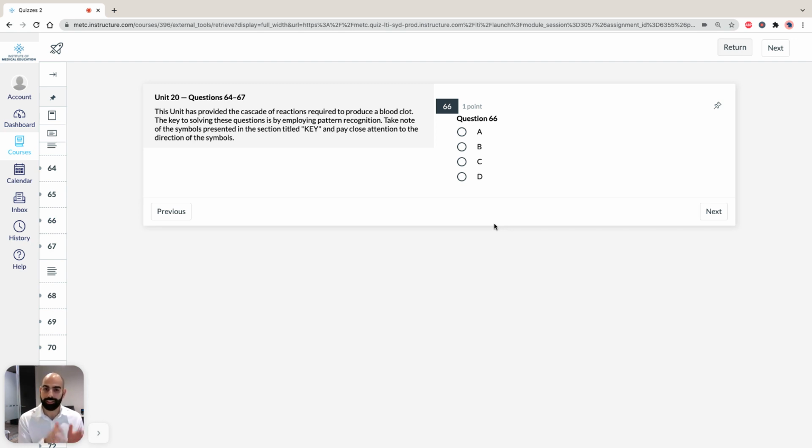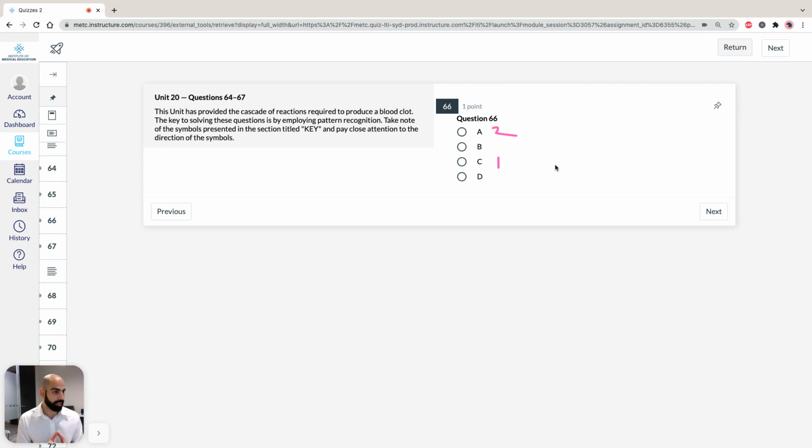So if we can actually list those in order of when they occur, the first thing that's going to happen from this list is we're going to get positive feedback. So C is going to be the first thing that happens. The next thing that's going to happen is we're going to obviously convert fibrinogen to fibrin clot. So that's going to be the second thing that's going to happen.